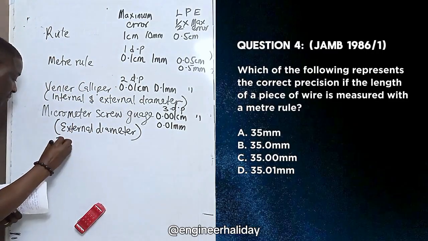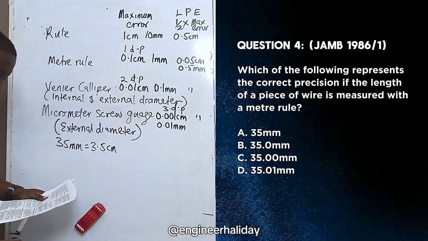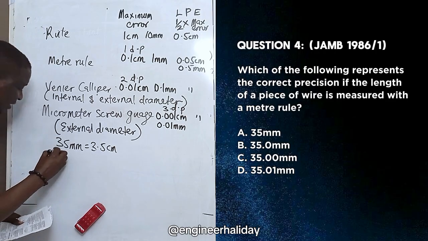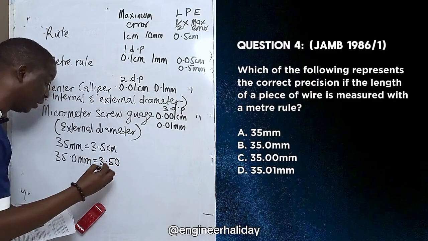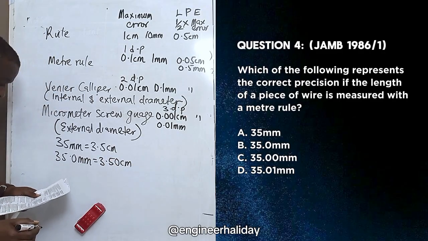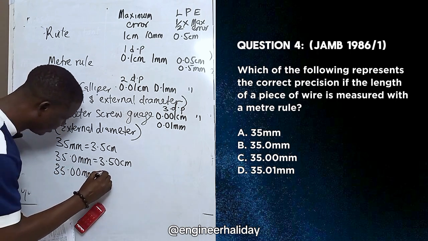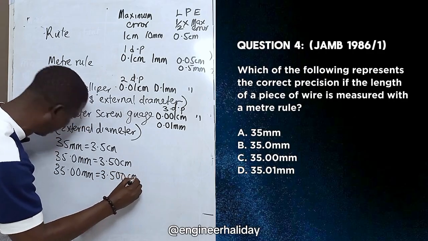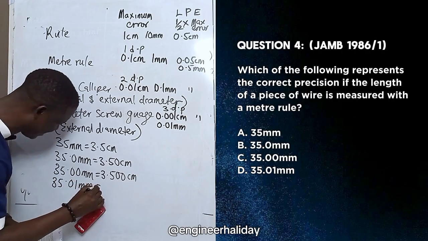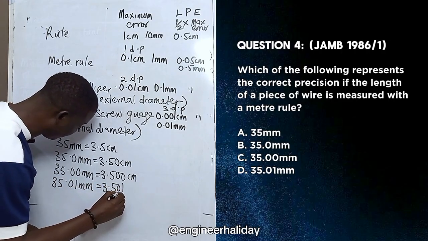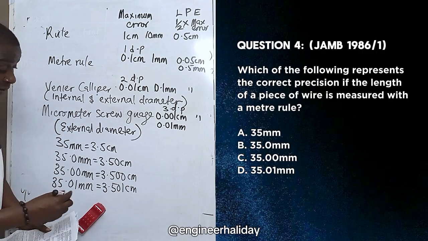35 millimeter is still the same thing as 3.5 centimeter. Don't forget. B says 35.0 millimeter. That is equivalent to 3.50 centimeter. C says 35.00 millimeter. This one is 3.500 centimeter. Then the last one says 35.01 millimeter. That is indicating 3.501 centimeter. If you look at it very well, I broke it down into centimeters for clarity.